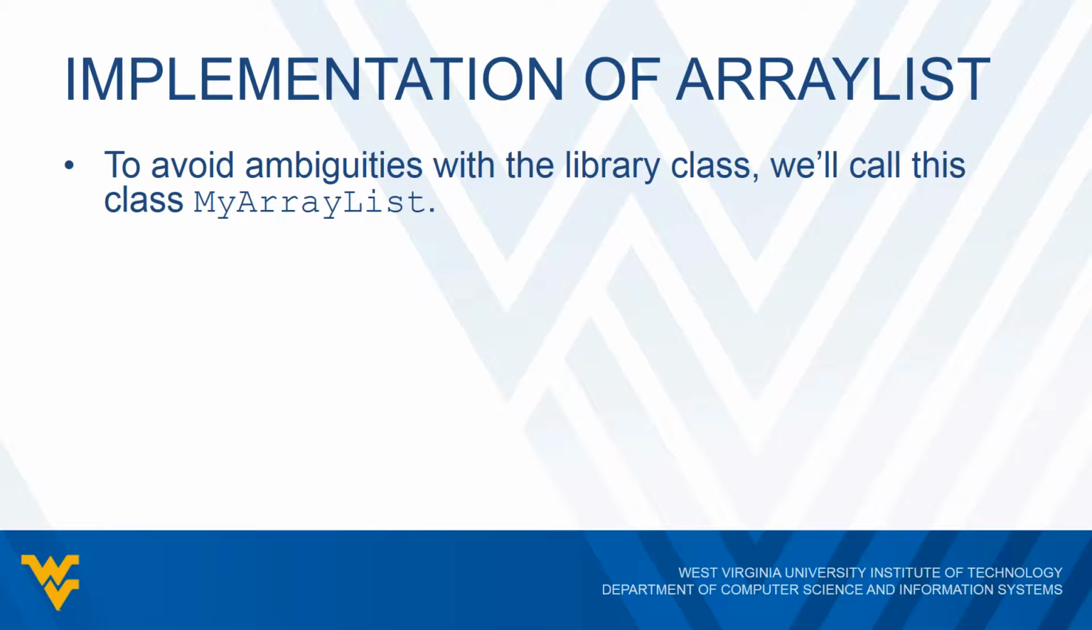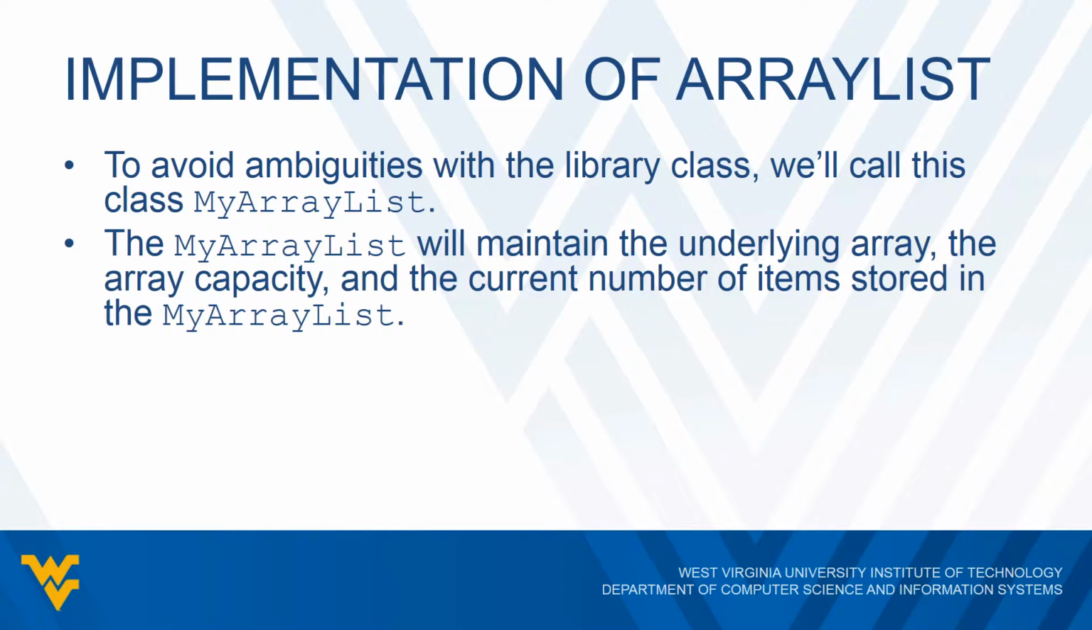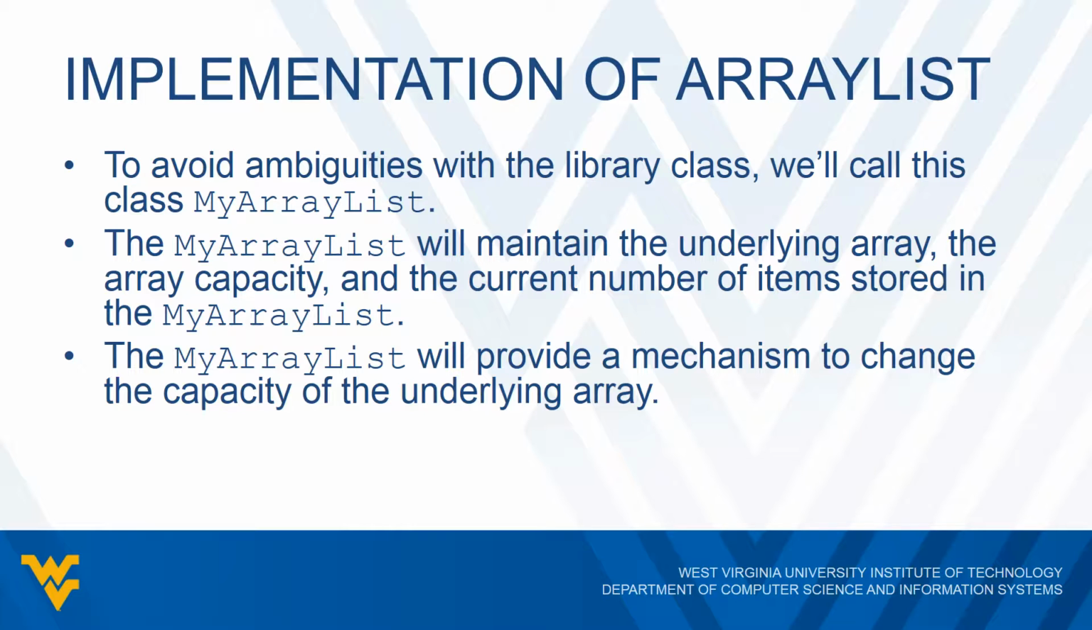Now, before we actually even look at the code, we're going to look at the main details of this implementation. So myArrayList is going to contain the underlying array data structure. It's going to store the capacity of the array and also the current number of items stored in the myArrayList. Since we do have a capacity, the implementation will also give us a mechanism to change that capacity. So if we need to add more to the array, we can do so.